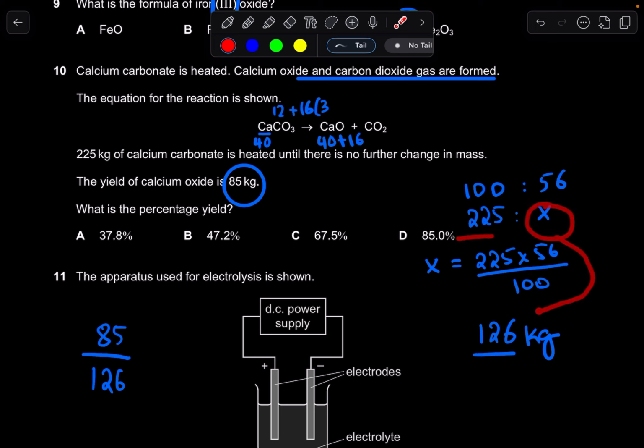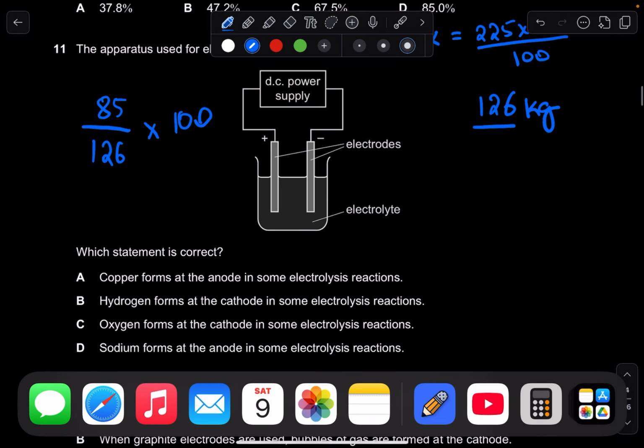I got this as my answer, but they told me that I got this in laboratory. This means in laboratory there must be some impurity or something that decreased the mass. So now I'm calculating what is the percentage yield times 100. So 85 upon 126 times 100.